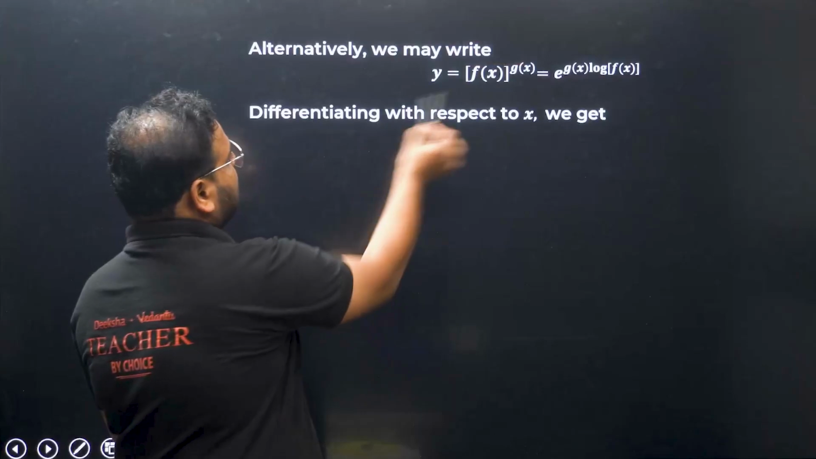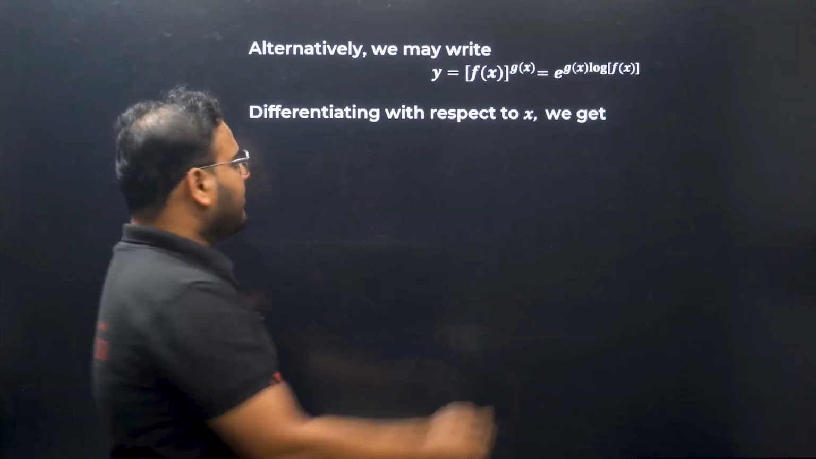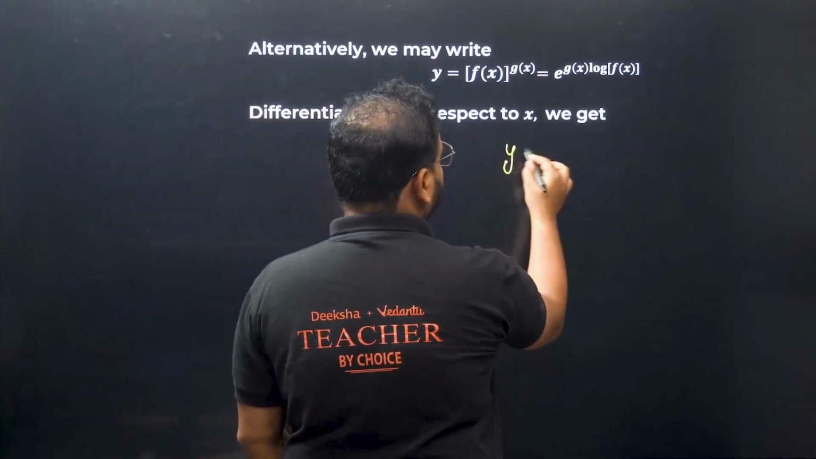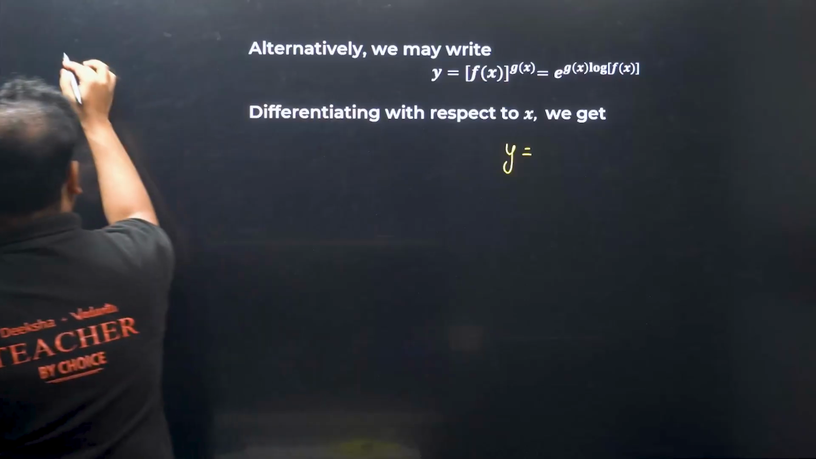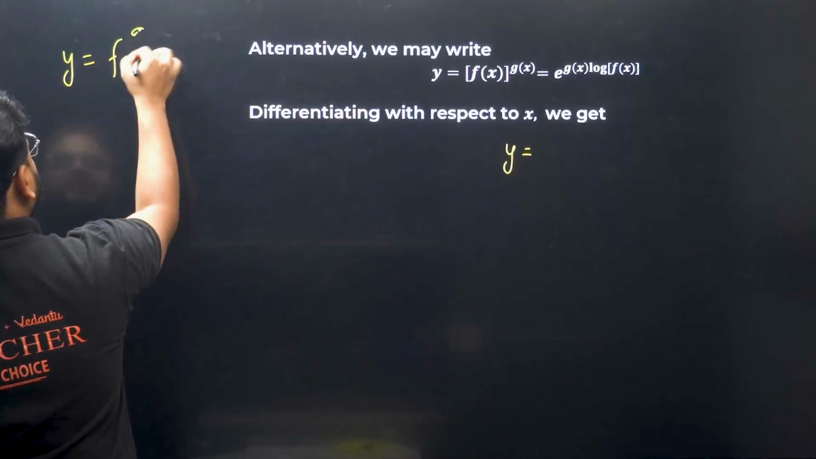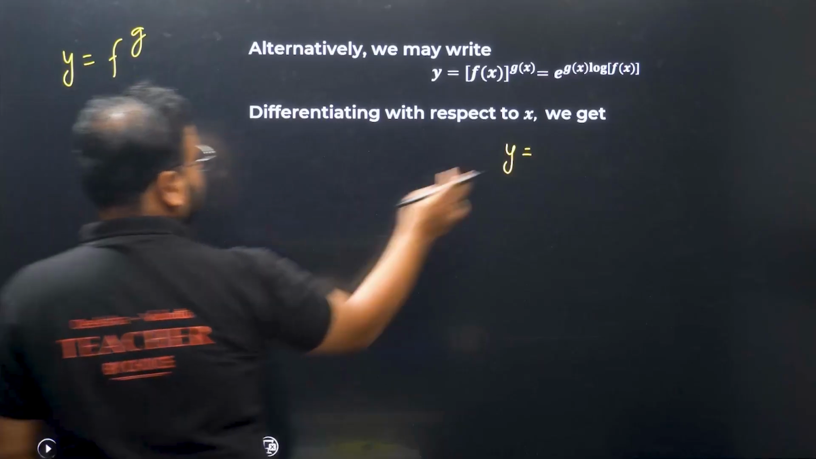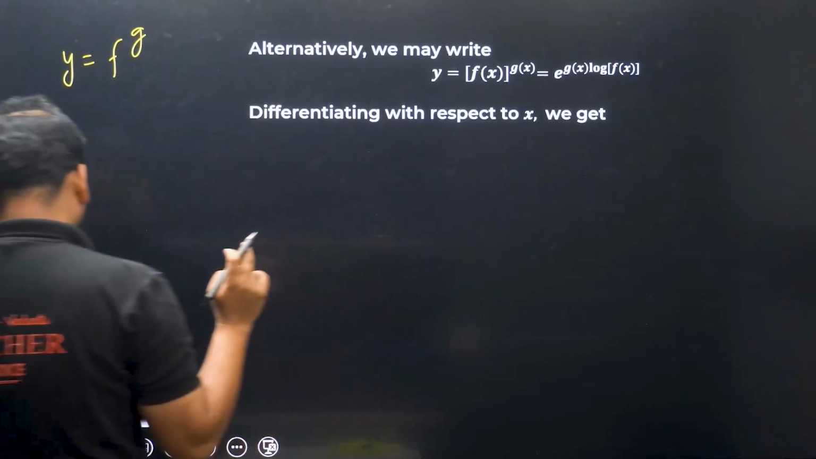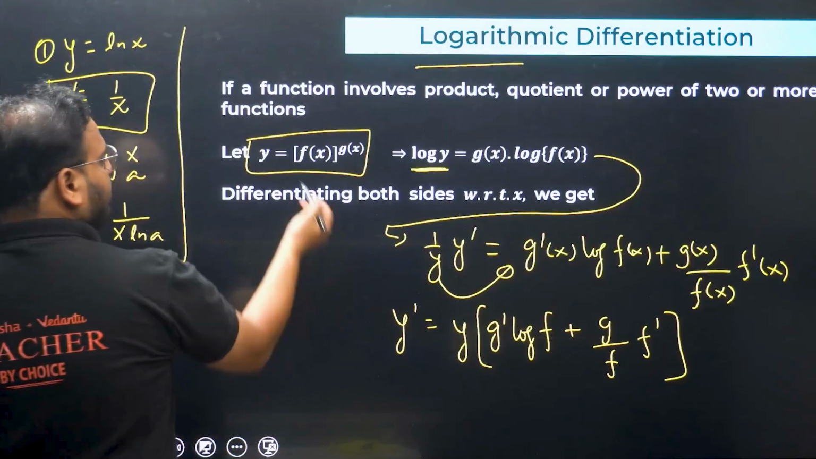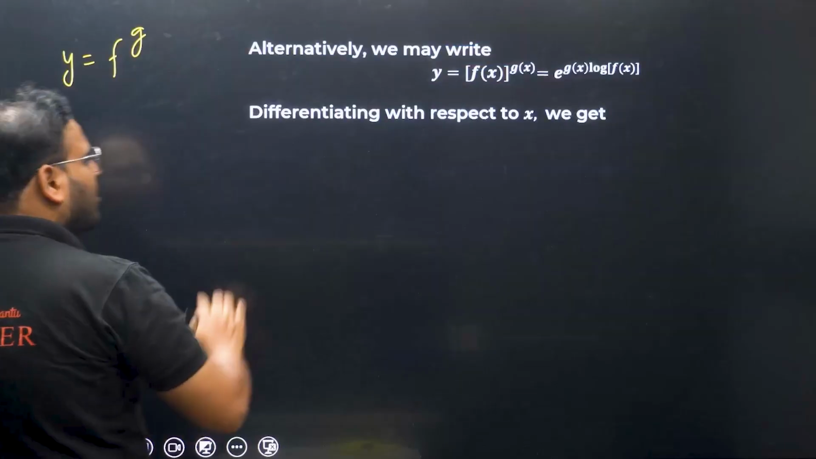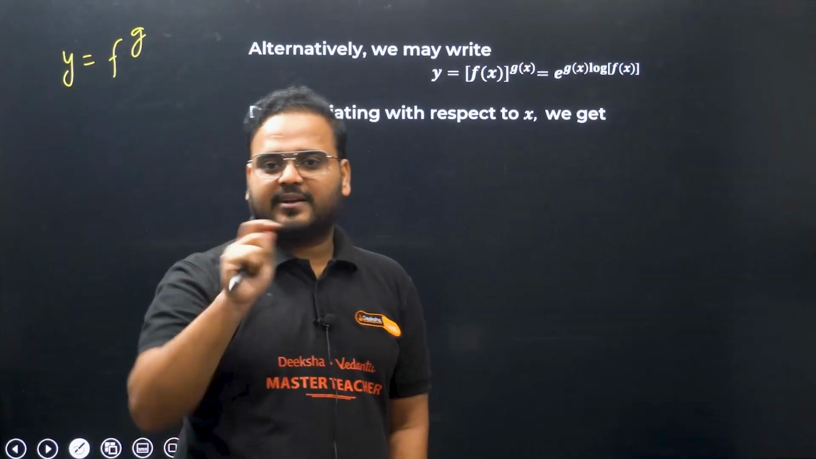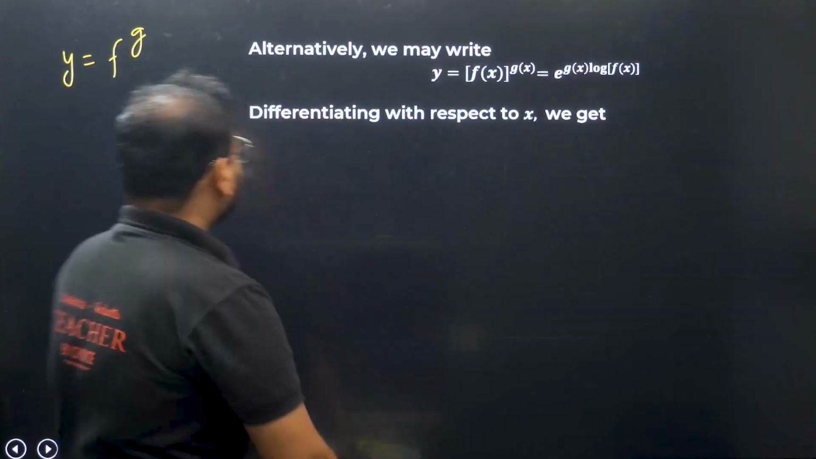What about exponential form? We can solve that too. Remember this question was given like this, y equal to f power g, the same thing as in the previous slide. So we'll not write f(x), g(x). I hope you understand, right? f represents f(x), g represents g(x).